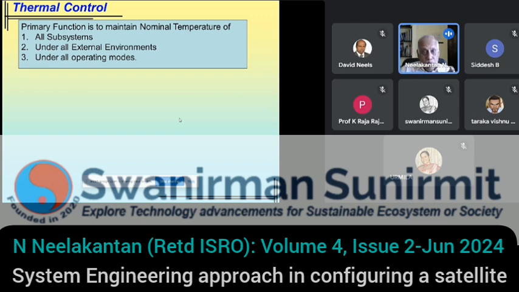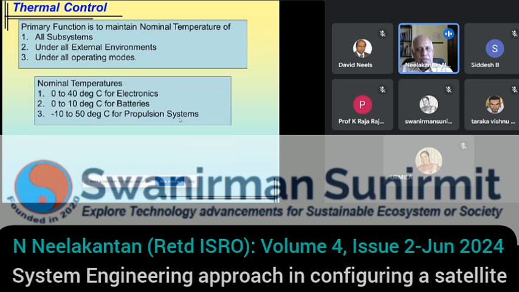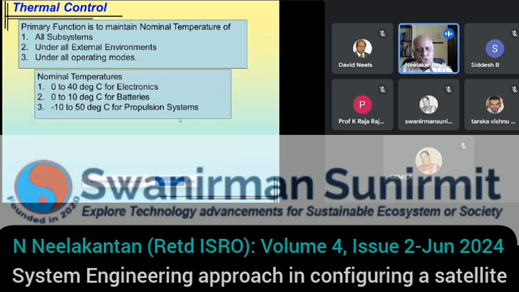Under all operating modes, the payloads may be switched off, operating in full power mode, or at a reduced power level. The nominal temperature for electronics is 0 to 40 degrees, for batteries it is 0 to 12 degrees, and propulsion systems can withstand only between minus 10 and plus 50 degrees.